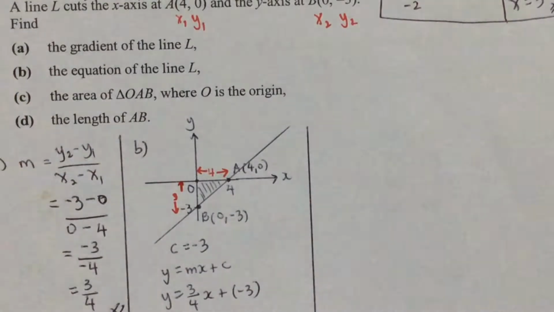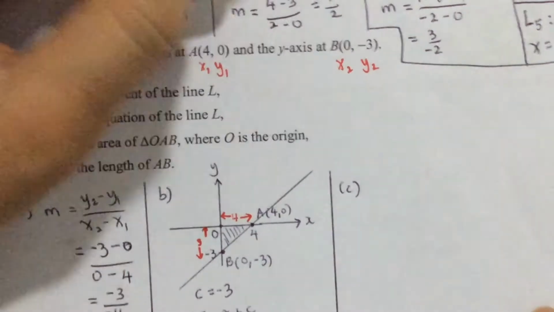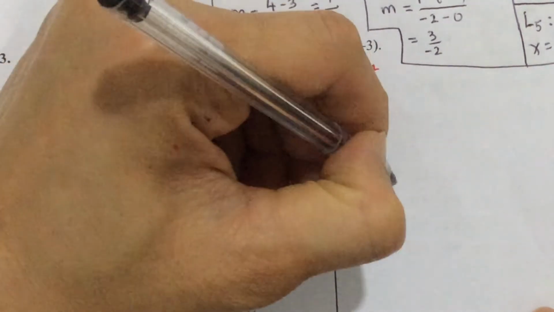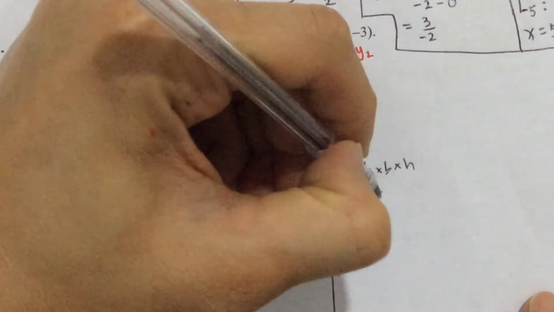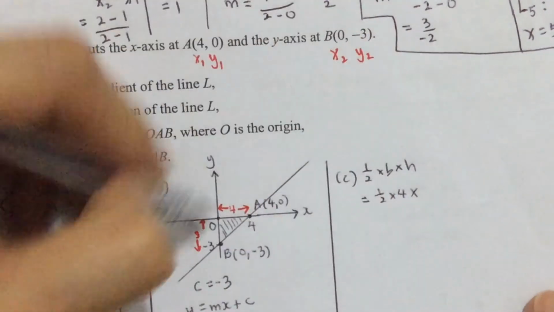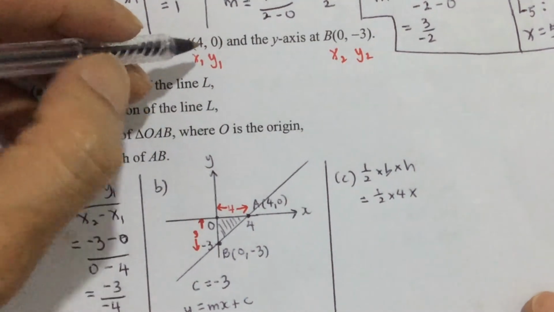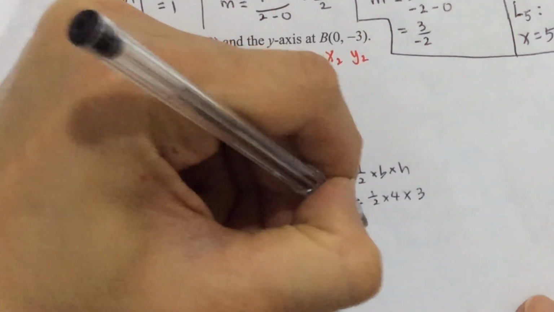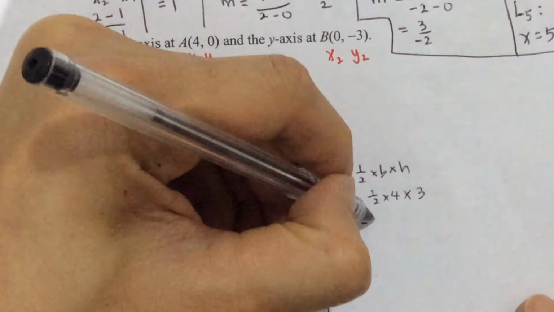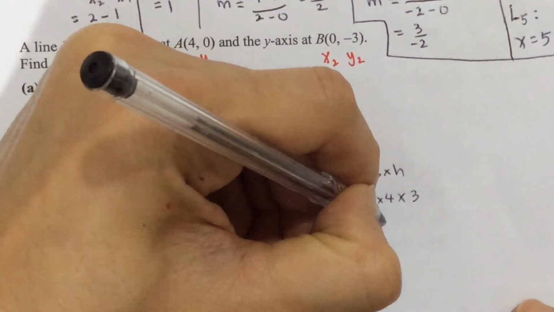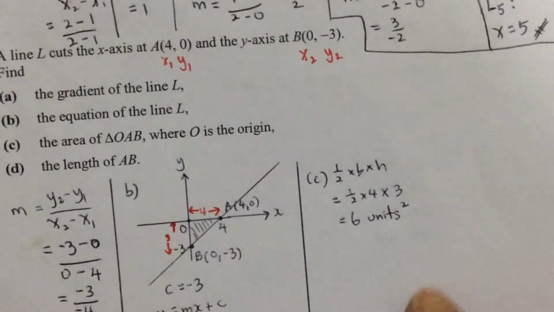So the area of triangle is equals to half times base times height. The base is 4, half times 4 times the height. In this case from 0 to -3, we have a length of 3. So 4 times 3 will be 12. 12 times half is 6. 6 units square. So that being the area.